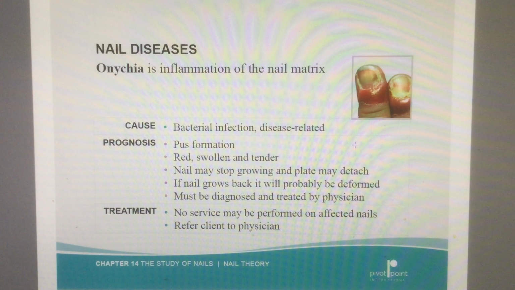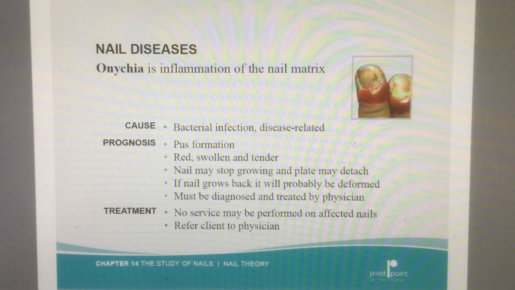Onychia is an inflammation of the nail matrix. The cause is bacterial infection and disease related. As far as the prognosis, you'll see a pus formation, red, swollen, and tender. The nail may stop growing and the plate may detach. If the nail grows back, it will probably be deformed, and it must be diagnosed and treated by a physician. As far as treatment, no service may be performed on the affected nails. Refer the client to a physician.